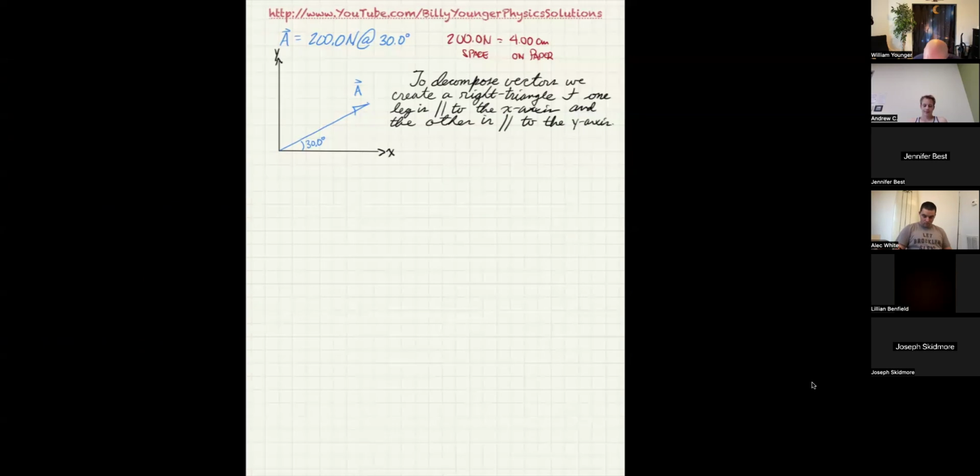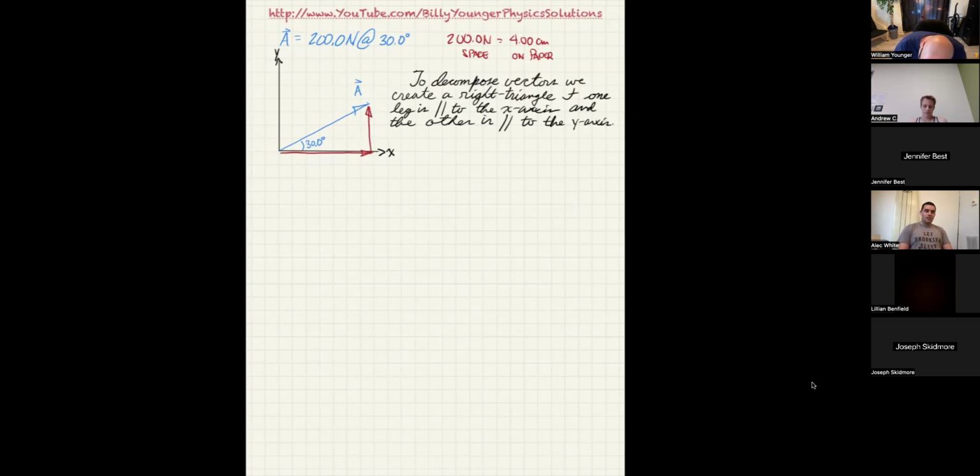Okay, so the way I'm going to do this is I'm going to make a right triangle, and one way I could do it is go parallel to the x-axis until I get directly below the tip of the vector, and then I put an arrow on it like that, and now I draw another one parallel to the y-axis. I could put it head to tail. That's the way I like doing it, and that's what I'm going to do.